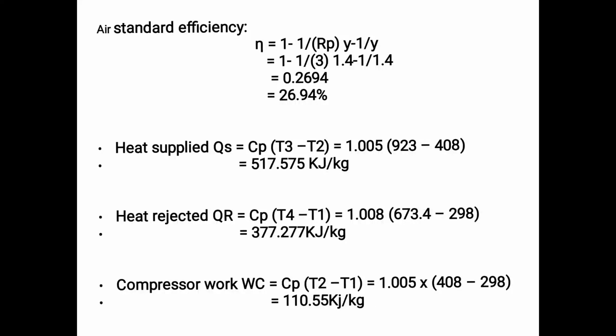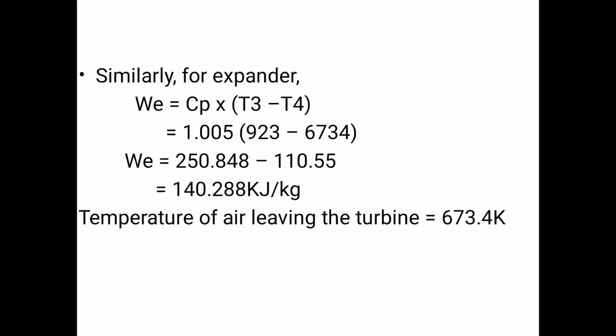Then compressor work, Wc equal to Cp into (T2 minus T1). We know all the values T1, T2, Cp. Substitute all these values in the equation, we get the compressor work Wc equal to 110.55 kJ per kilogram. Similarly for the expander, We equal to Cp into (T3 minus T4). Substitute T3, T4 values, we get the final expansion work equal to 140.288 kJ per kilogram. Then temperature of air leaving the turbine equal to 673.4 Kelvin. Thank you.